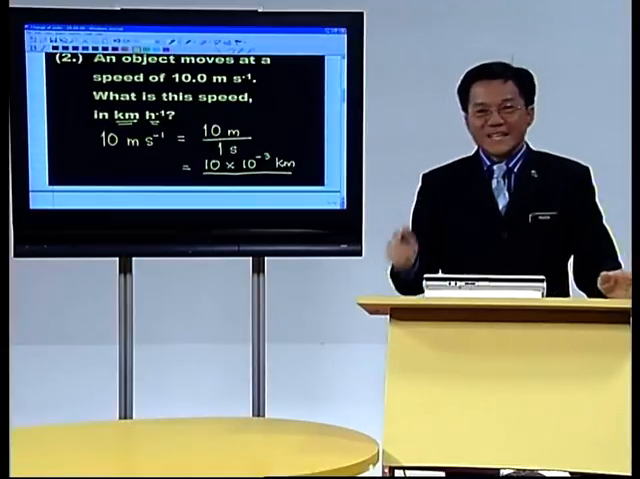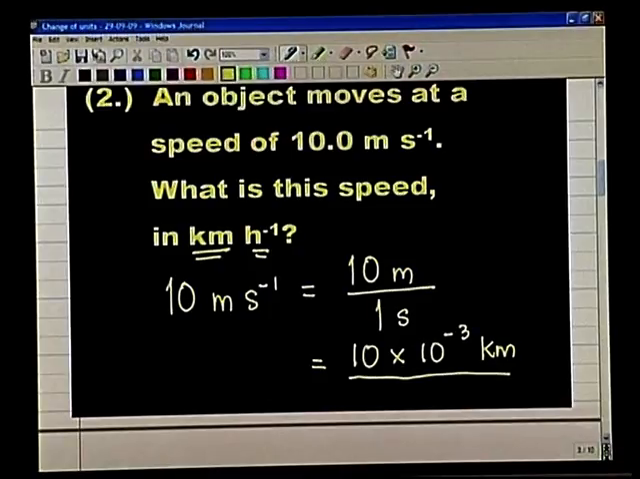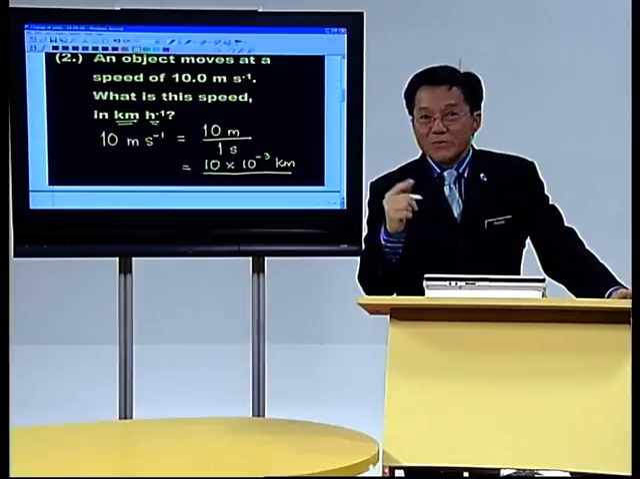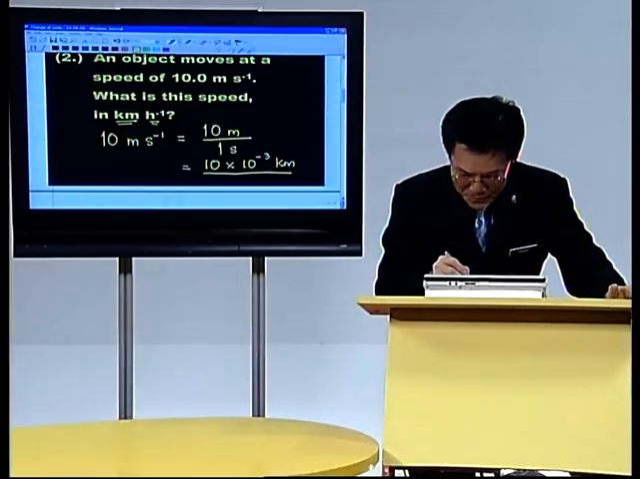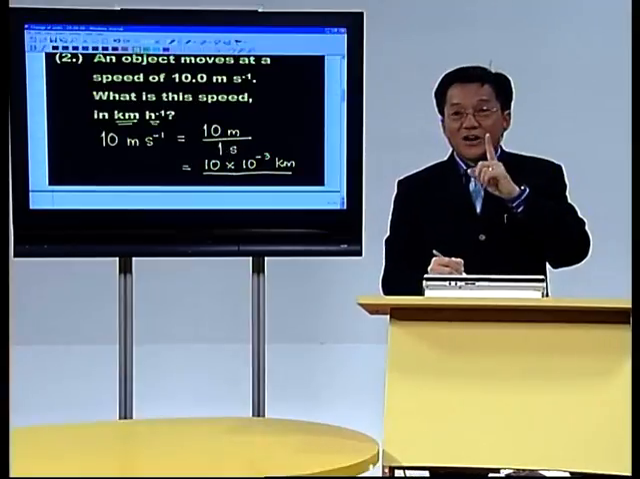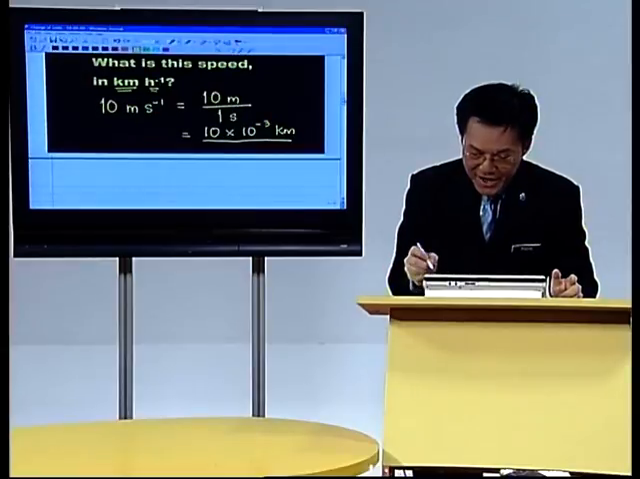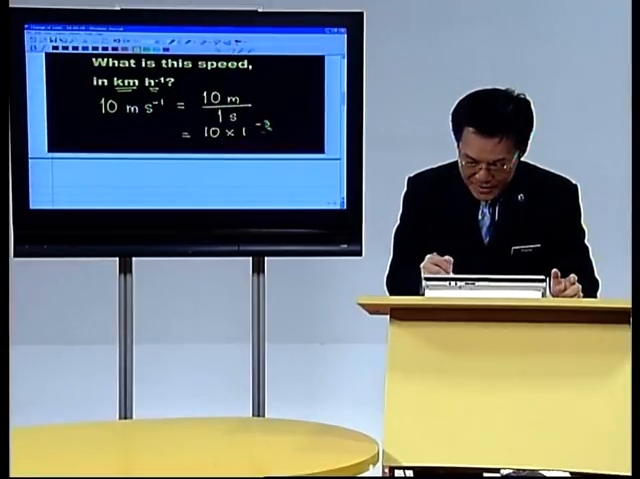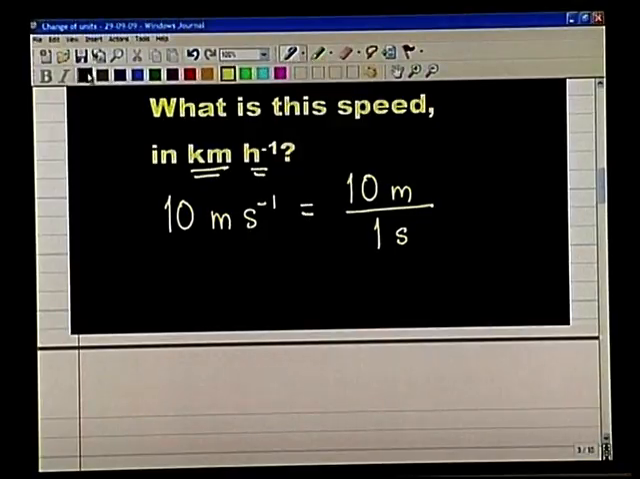Now I have 1 second down there. I would like to change it to minute first. To change it to minute, I have got to divide by 60. So, this one, I have got to divide by 60. Now, this part you have to be very, very careful. Let me write it again. I'll use the other space there. Alright.